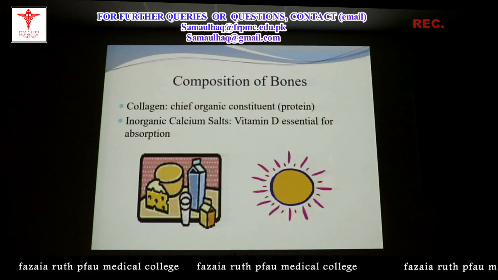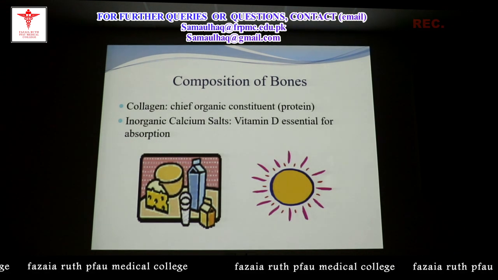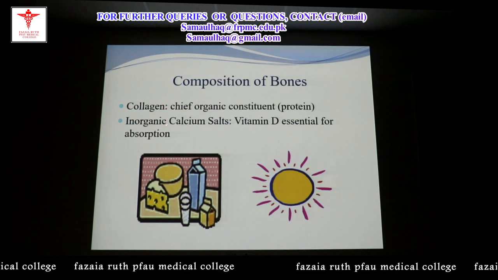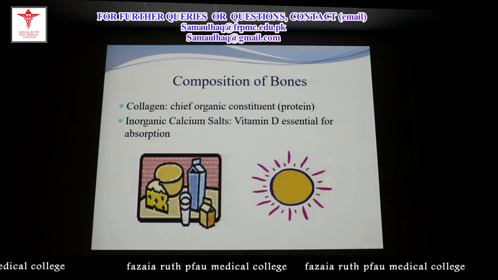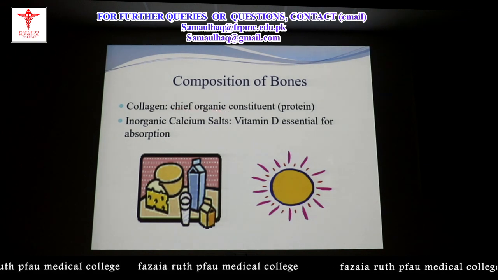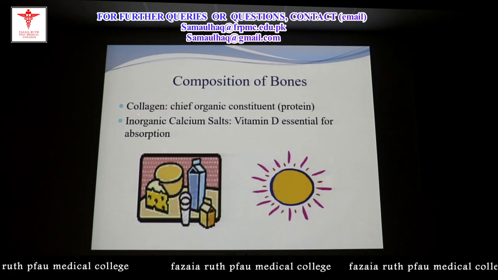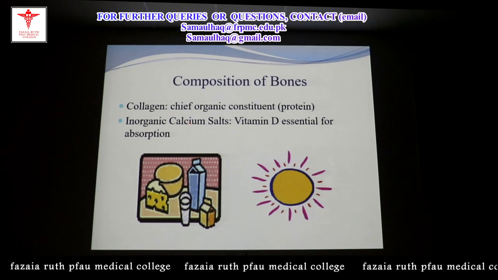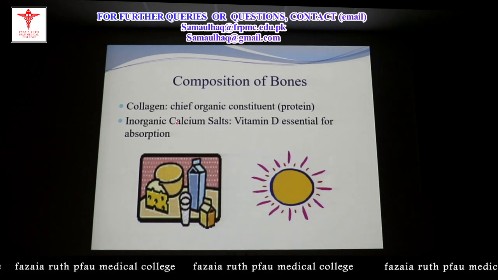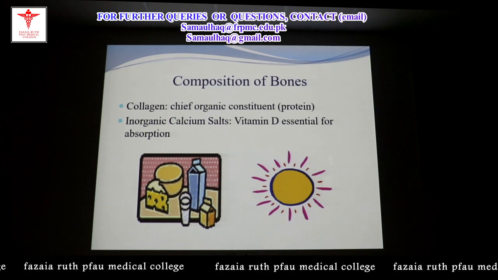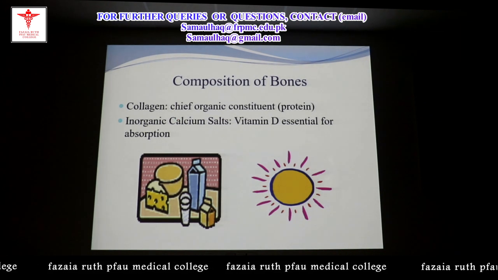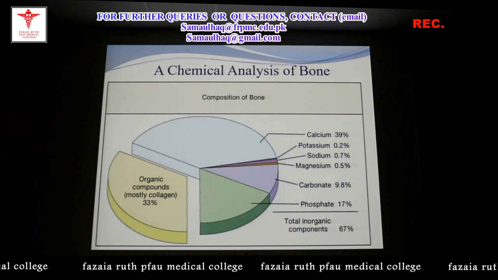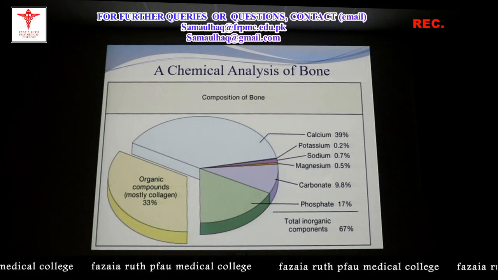Before we start with the bone tissue, if we look at the composition of the bone, we have organic and inorganic material forming the bone. The chief organic constituent, the protein forming the bone, is collagen fibers, and the inorganic part is calcium salts. The combination of these two we name as bone. These are the two major constituents, and vitamin D is essential for the absorption of this calcium. This is just a chemical analysis of the bone.